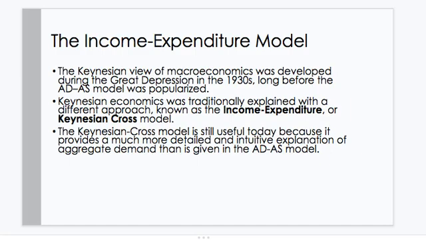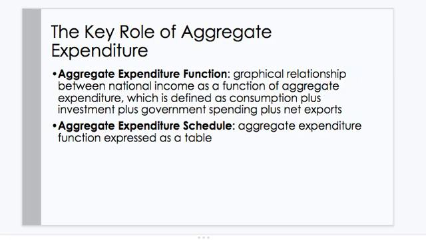The Keynesian cross model is still useful today because it provides a much more detailed and intuitive explanation of aggregate demand than is given in the AD-AS model. Aggregate expenditure function: a graphical representation between national income as a function of aggregate expenditure, which is defined as consumption plus investment plus government spending plus net exports.